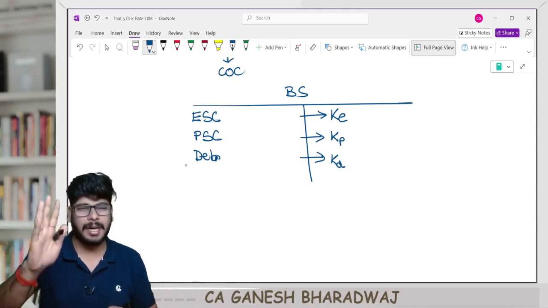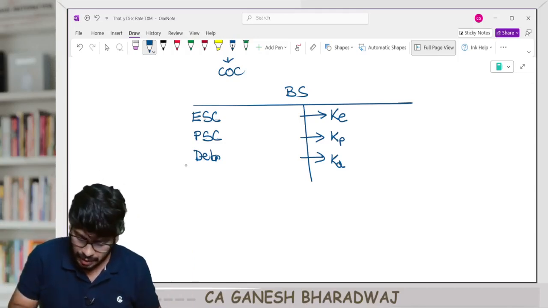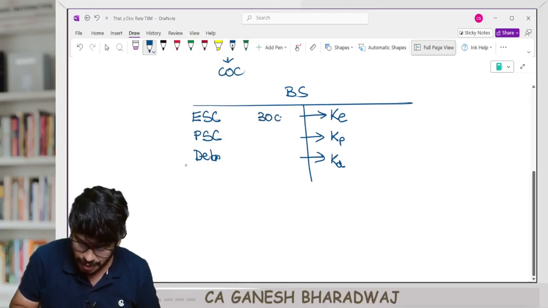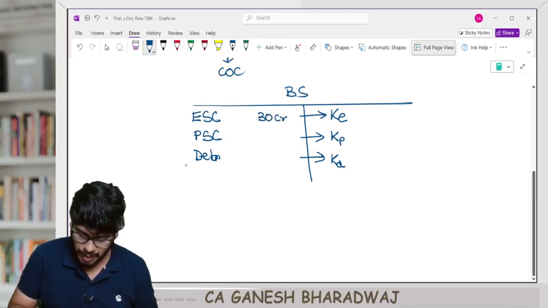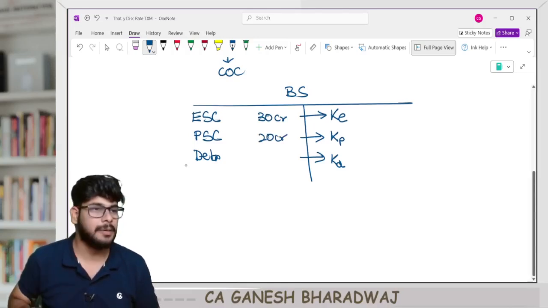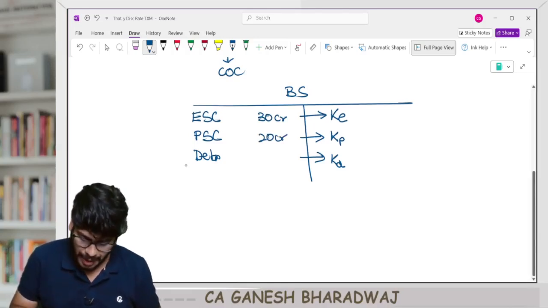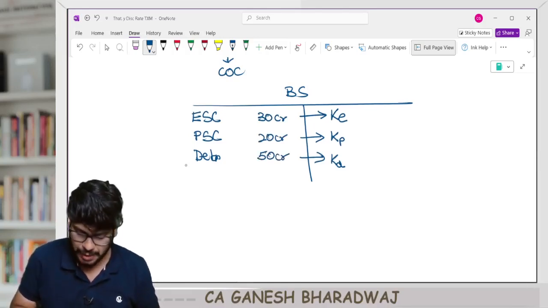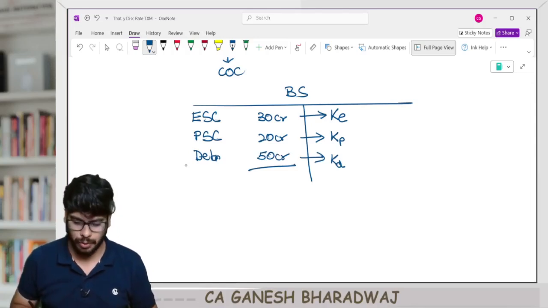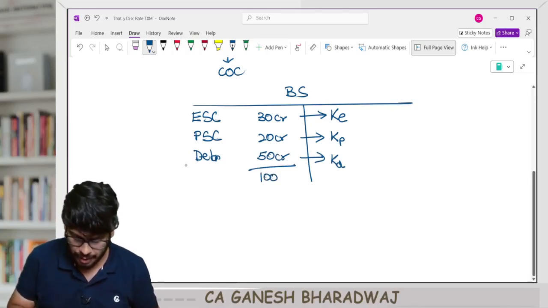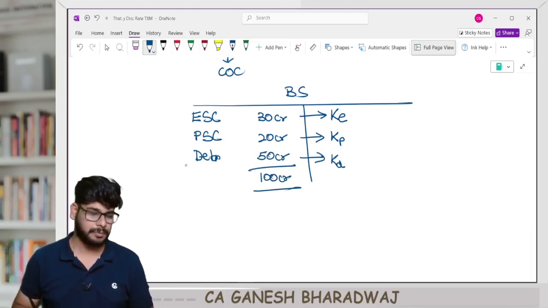Clear with this, guys? Now let us say, for example, the company raises 30 crore rupees from the equity route, 20 crore rupees from the preference share capital route, and let us say 50 crore rupees from the debt route, the debenture route. Totally, the company has raised how much? A total of 100 crores.